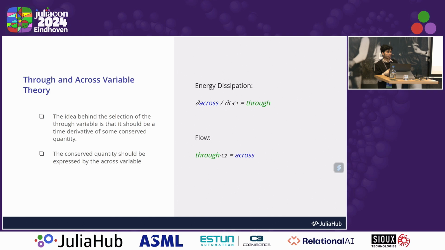Generally, for every domain there is a connector. You have a through variable and an across variable. The through variable should be a time derivative of some sort of conserved quantity, and the conserved quantity itself should be expressed by an across variable, so that you have an energy dissipation equation and a flow equation.